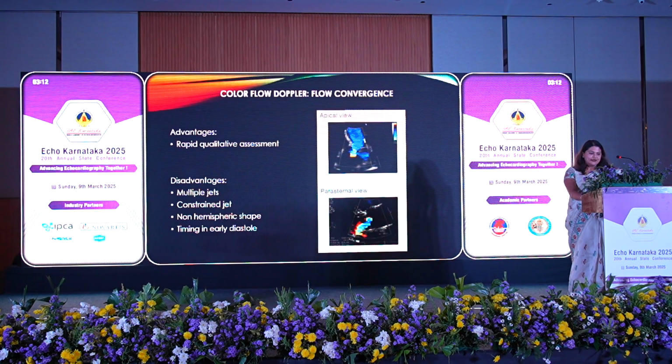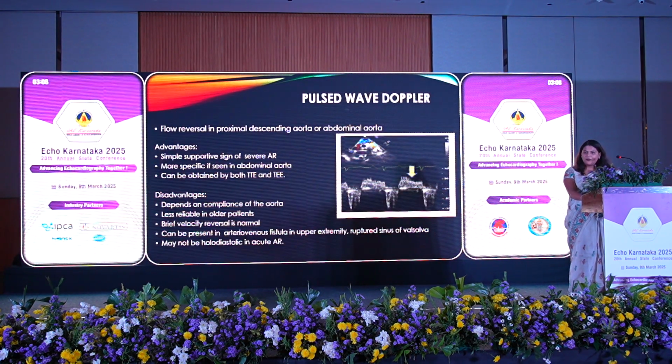and you need to visualize the convergence zone very carefully. Flow convergence, again, qualitative assessment to assess the severity. This is more of a supportive value to assess severity of AR. Flow reversal, it has much more sensitivity and specificity when taken in abdominal aorta. In presence of reverse flow in abdominal aorta, it clear-cut indicates a severe aortic regurgitation.